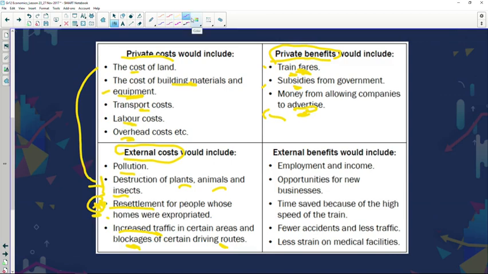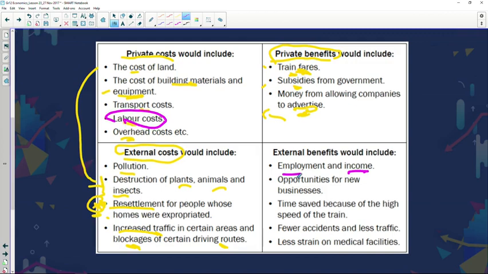Okay, so then let's look at the external benefits. The employment and income. That was a huge benefit because a lot of people were employed. Remember, here we spoke of the labor cost, and we said this was quite a labor intensive project.